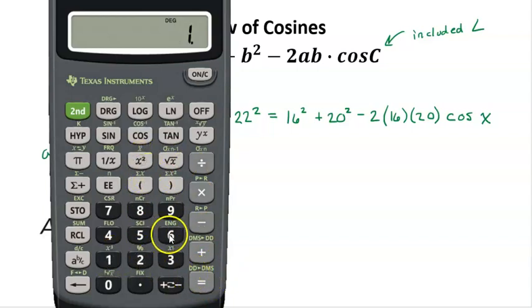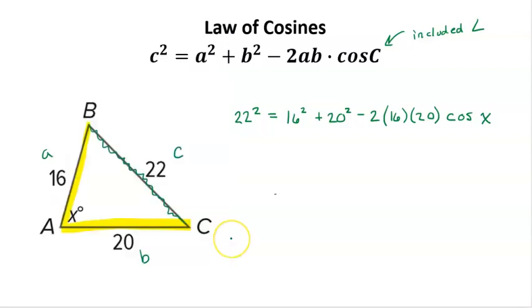And then we've got 16 squared is going to give me 256. And then 20 squared is going to give me 400. And so I can start cleaning some of this up and simplifying some of these squares out. And so this is going to give me 656 minus 2 times 16 times 20.